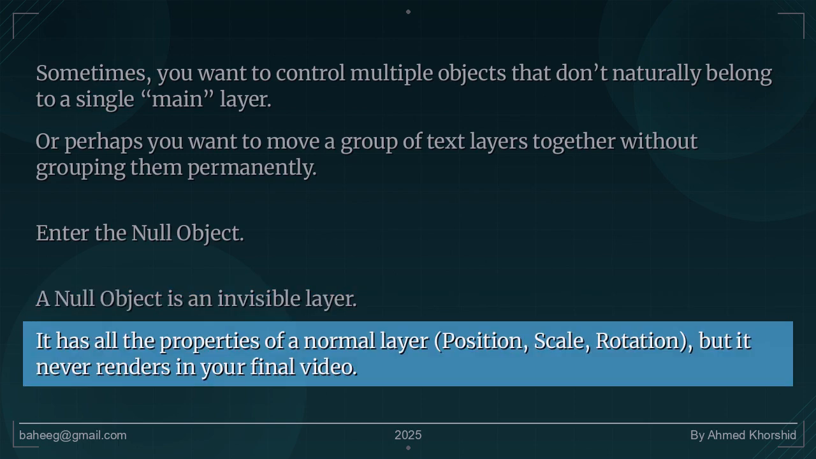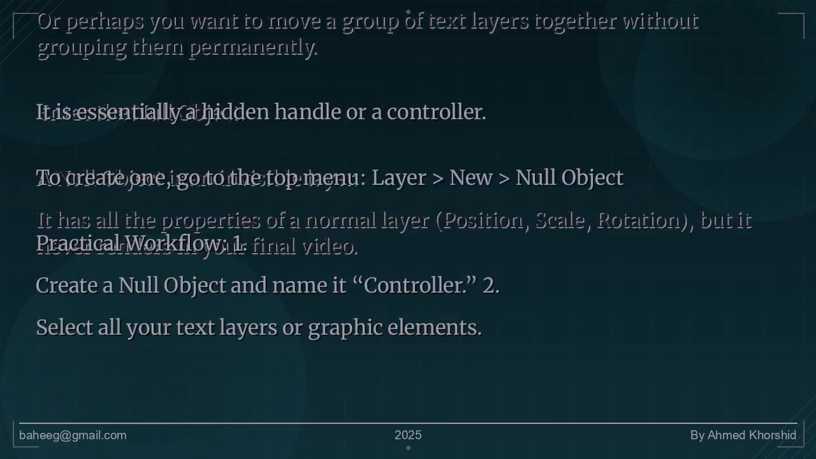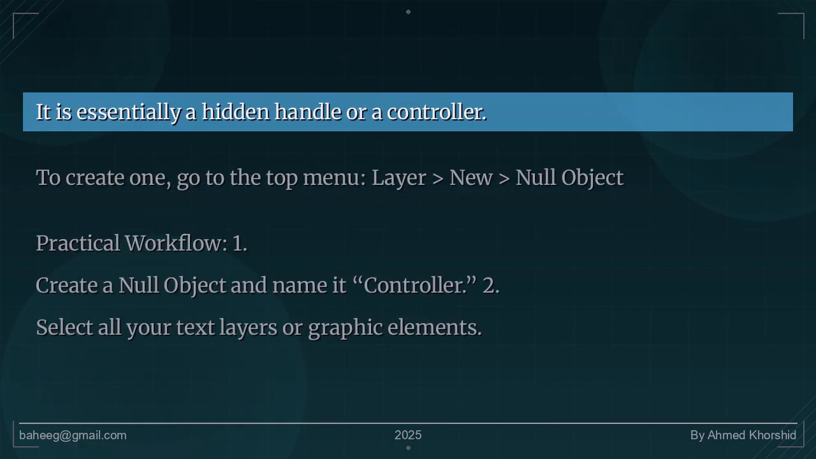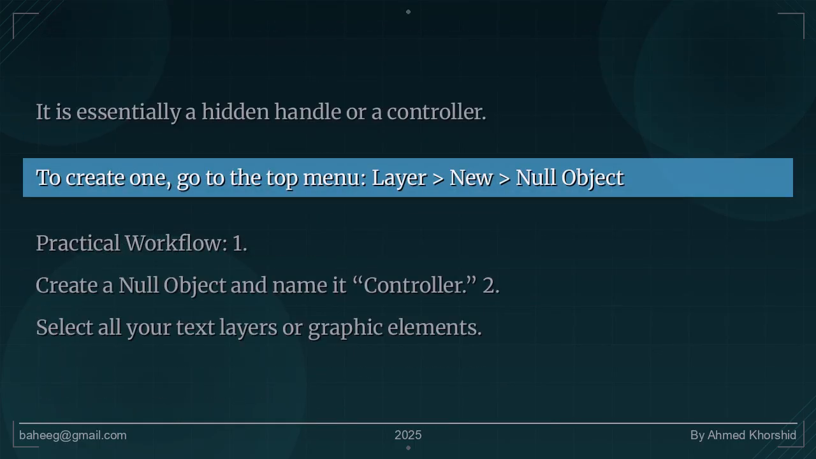It has all the properties of a normal layer, position, scale, rotation, but it never renders in your final video. It is essentially a hidden handle or a controller. To create one, go to the top menu, Layer, New, Null Object.